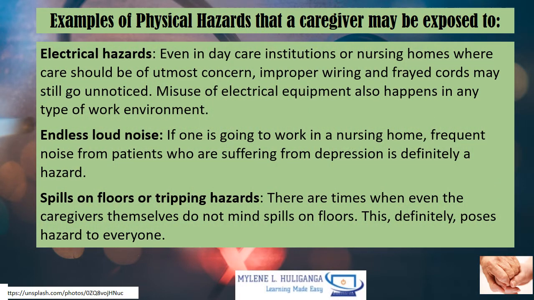Examples of physical hazards that a caregiver may be exposed to. First is the electrical hazards. Even in a daycare institution or nursing homes, where care should be of utmost concern, improper wiring and frayed cords may still go unnoticed. Misuse of electrical equipment also happens in any type of work environment. Another is the endless loud noise. If one is going to work in a nursing home, frequent noise from patients who are suffering from depression is definitely a hazard.